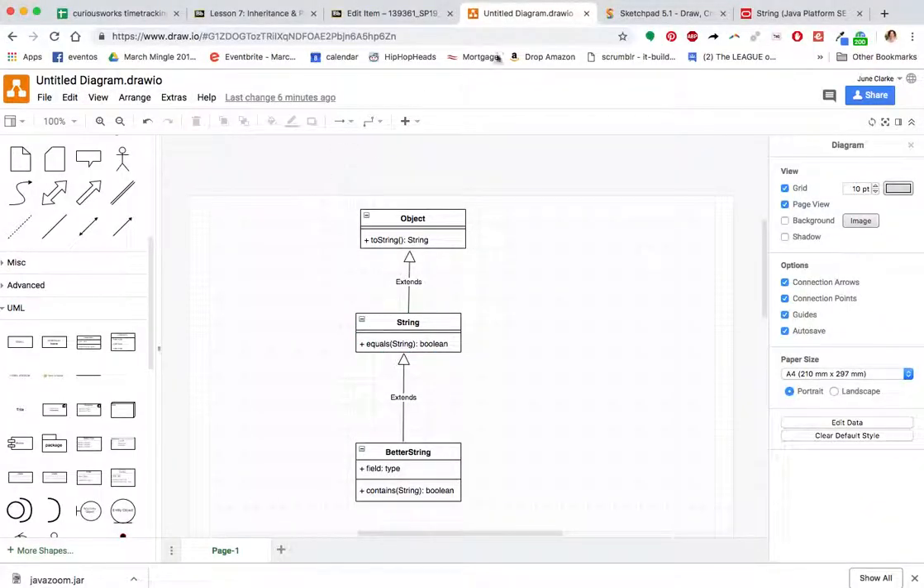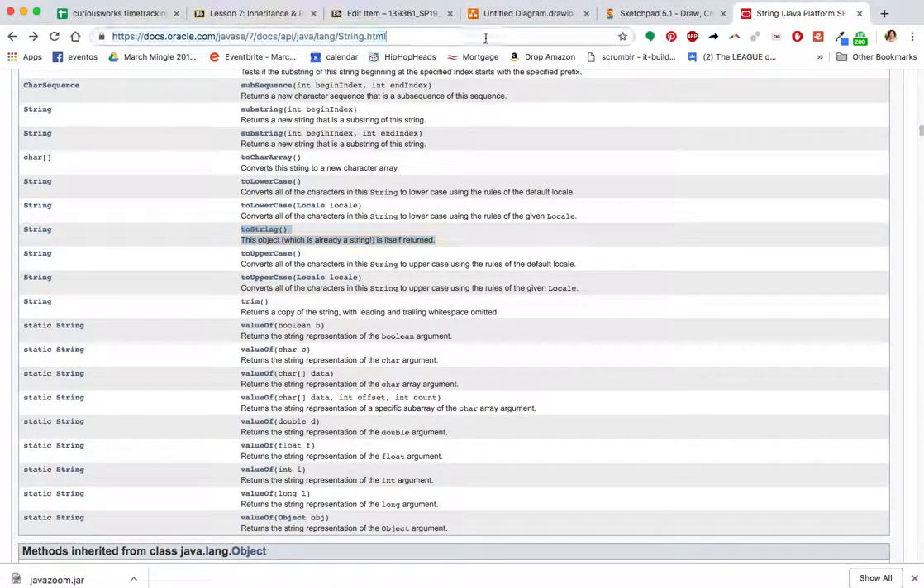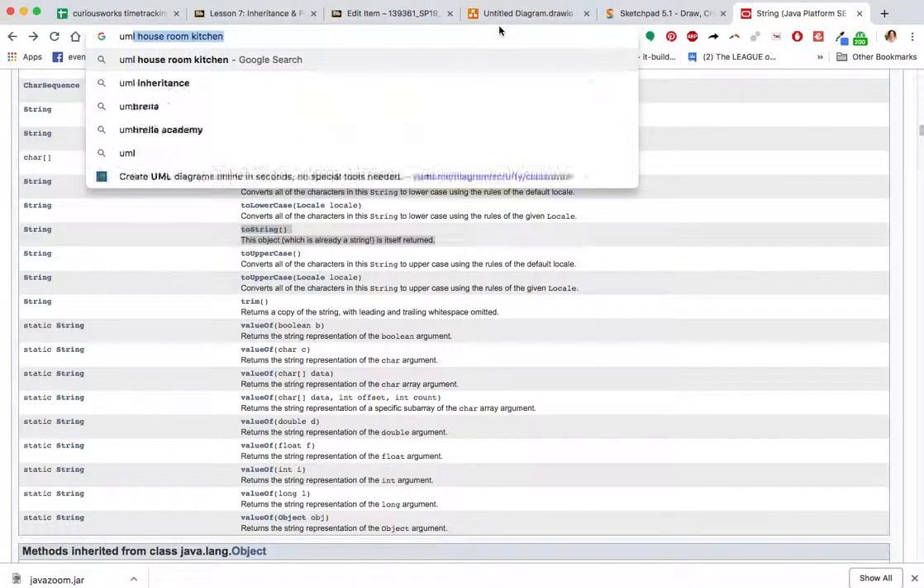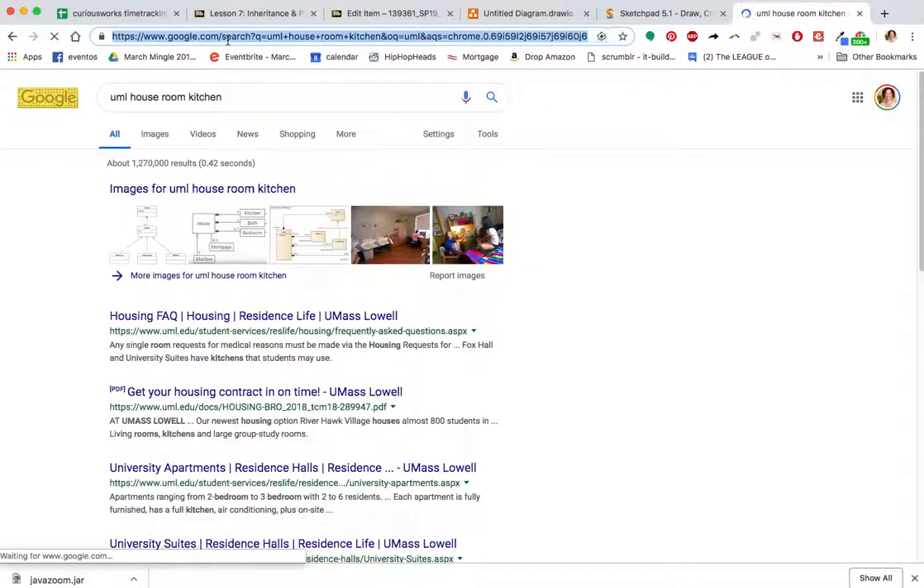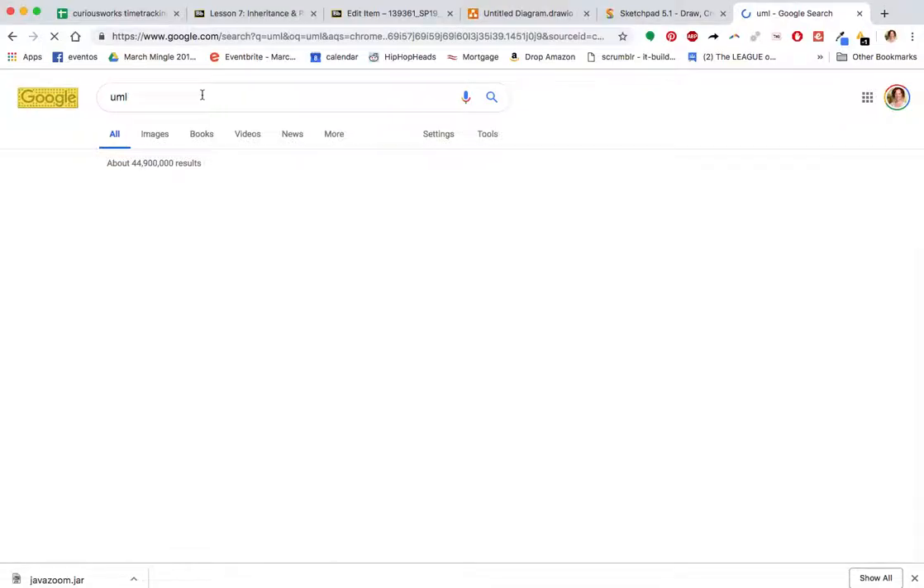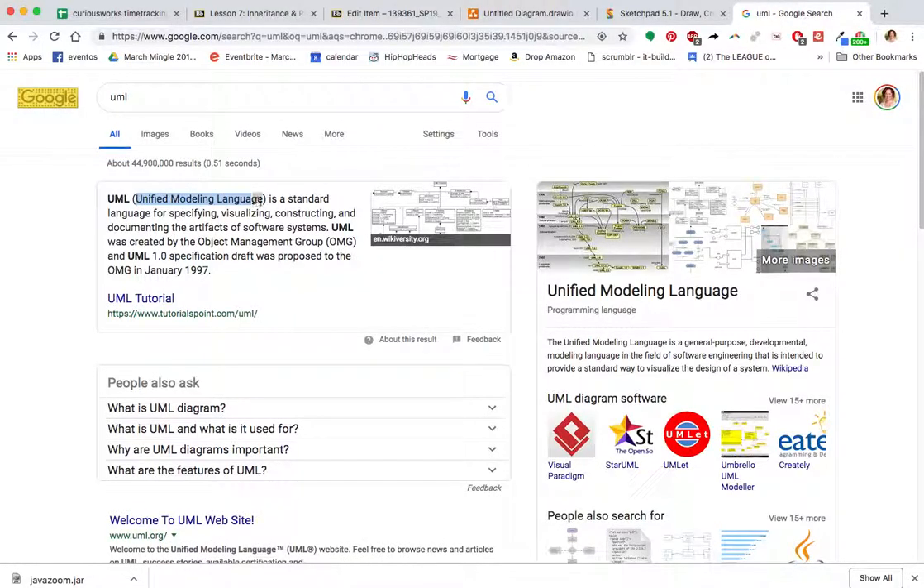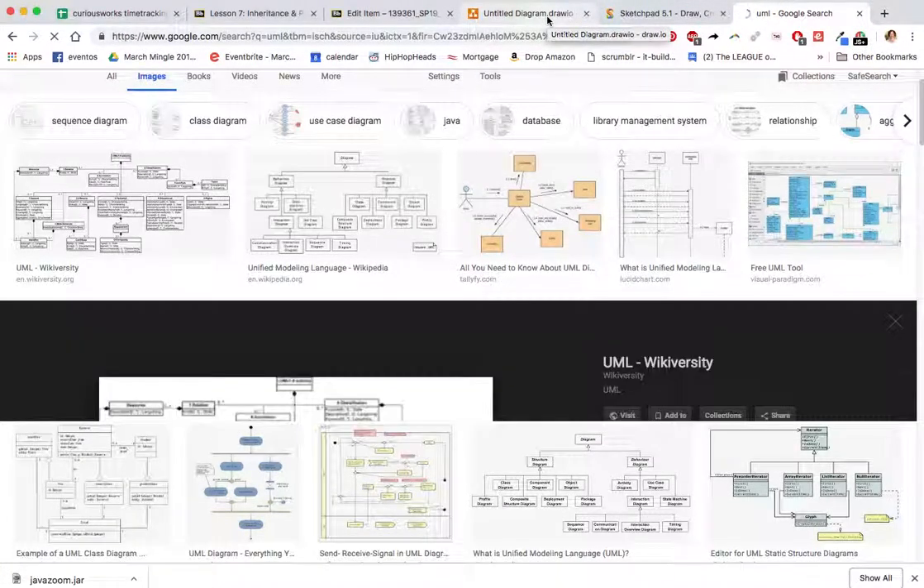So UML is this way that we describe things pictorially, and it stands for Unified Modeling Language. There's a pretty complicated one. We're going to be doing some that are a little easier than that.